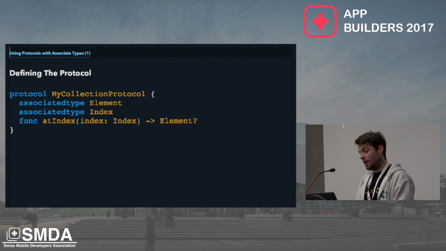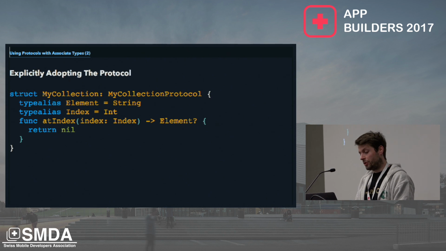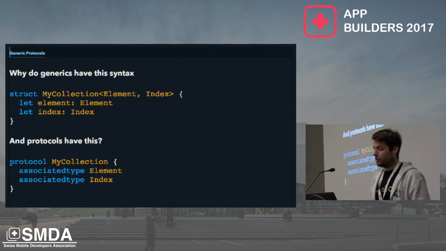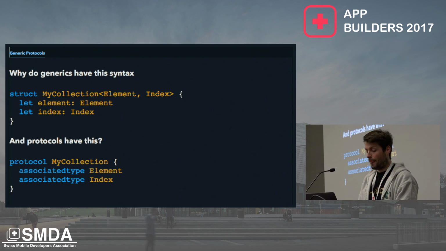Here the type is my collection protocol, and basically that's what you hand in. Now at this point you might wonder, why do generics have this syntax and protocols have this? We've seen generics, and generics basically allow you to hand in the types that you want for the generic type as element and index, and protocols basically have this weird associated type syntax, and that's weird, right?